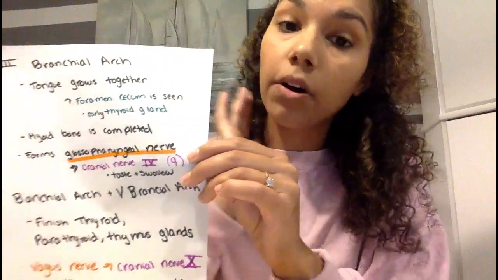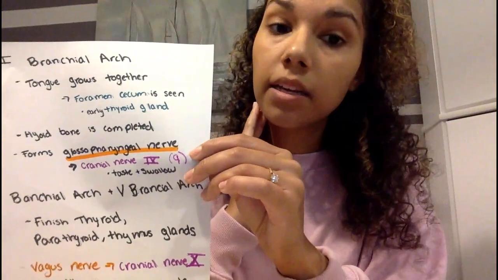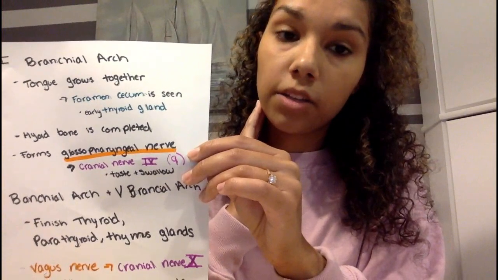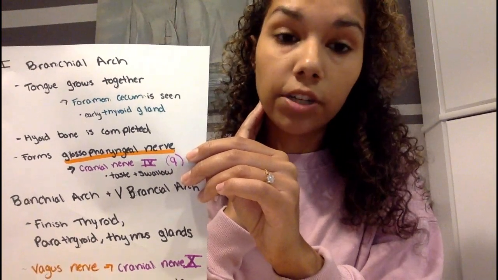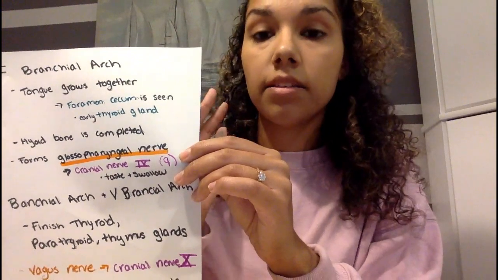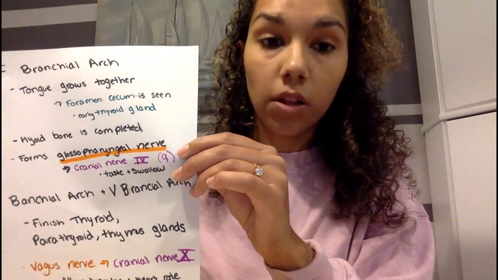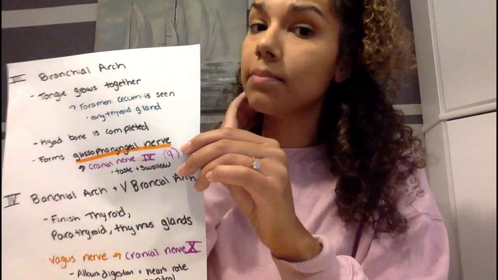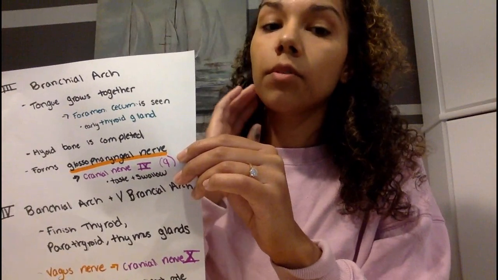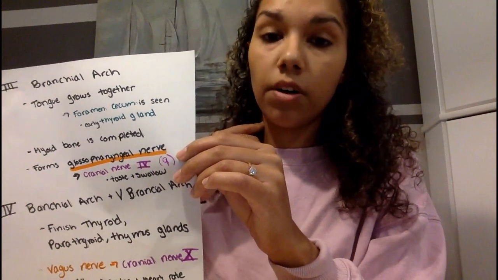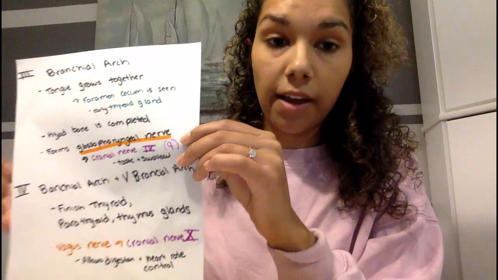Then the hyoid bone, which is down here, is completed, and this forms the glossopharyngeal nerve, which is cranial nerve 9, and that is the nerve that allows us to taste and swallow, which makes sense because it's back here, going with the tongue, going with our throat, so cranial nerve 9.